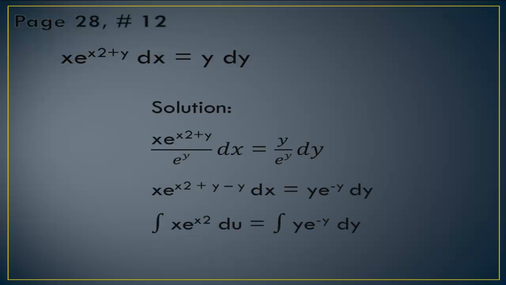So in the solution, first we need to put all terms of x on one side of the equation and y on the other side. So we will divide by e to the y on both sides. The x part is easy to integrate, but the y part needs to be integrated by parts.